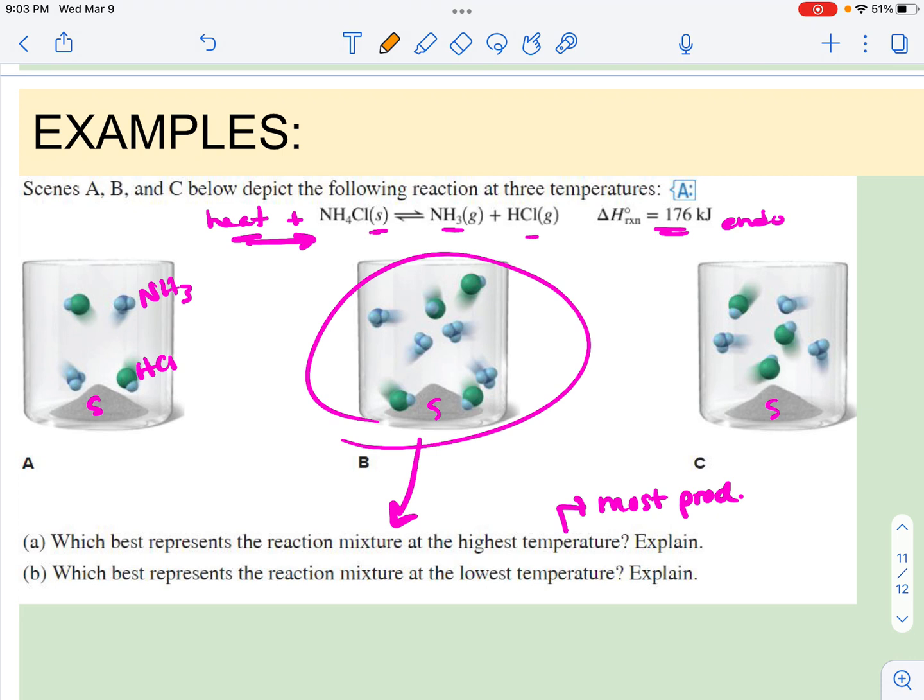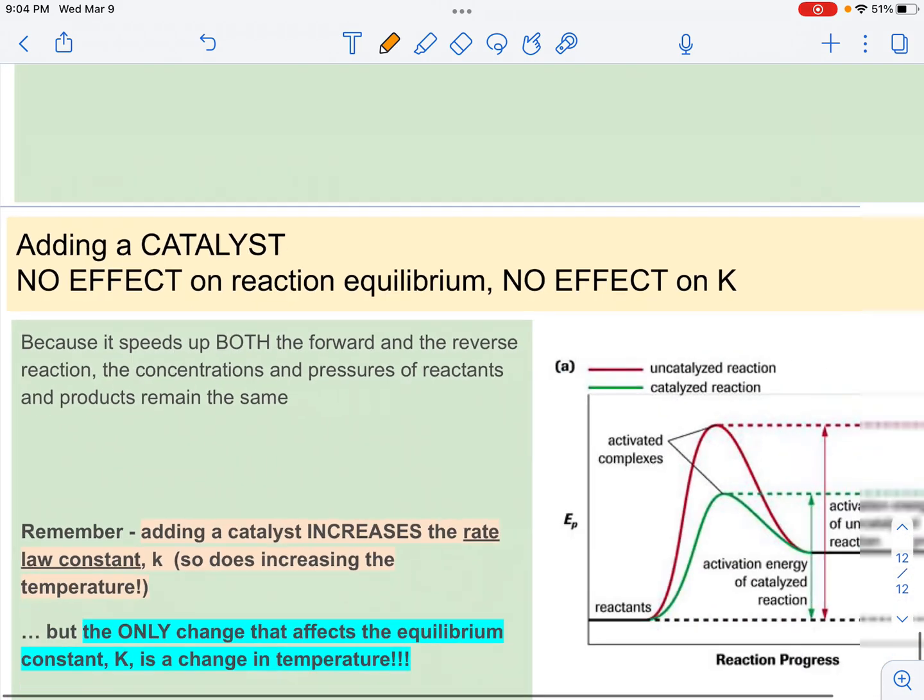Okay. And then they want to know which one has the lowest temperature. So the lowest temperature would mean I'm removing heat, and it's going to shift away from the products or toward the reactants. And so you can't really notice that the solid looks any different, but you can definitely see that this one has fewer molecules of ammonia and hydrochloric acid or hydrogen chloride gas. So A would be your answer for part B, because it's shifted to try to add heat back in, and in the process of doing that has used up the NH3 and the HCl. Okay? All right, so only a little bit more.